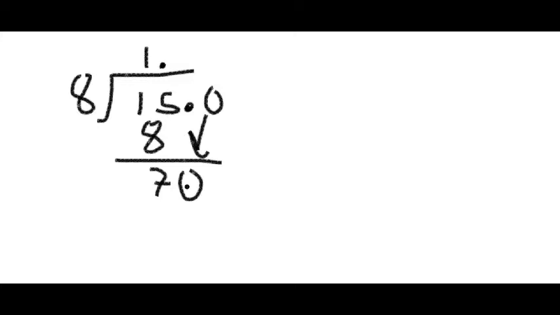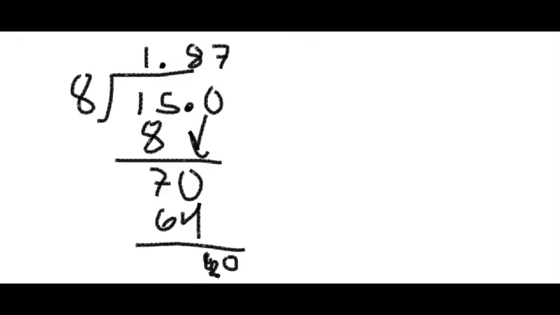No. Well, it can, because 8 times 8 is 64, so we'll put an 8 here. 8 times 8 is 64, right? Now 70 minus 64 is 6. Alright. Can 8 go into 60? Well, 8 times 5 is 40. 8 times 8 is too much. We could do 7. 8 times 7 is 56.